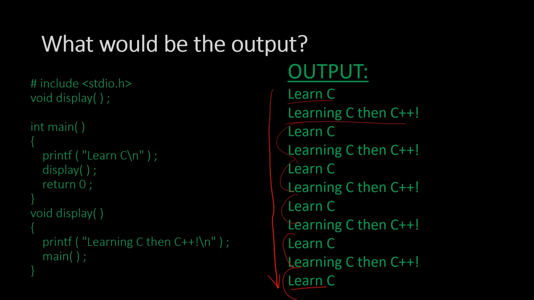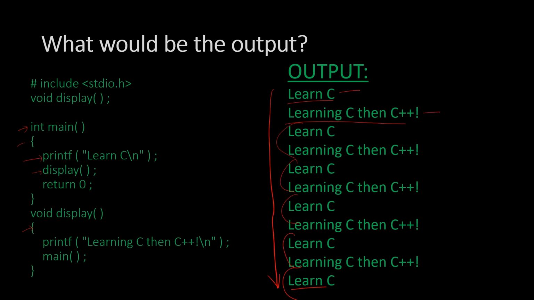As we know, the execution of a C program starts from the main function. So let's start from here. Int main, the control comes here, printf Learn C. This is how the first statement gets printed. Then we have a function called display, so the control jumps here to the definition of the function display. Then we have printf Learning C, then C++. That's how this second statement gets printed here.